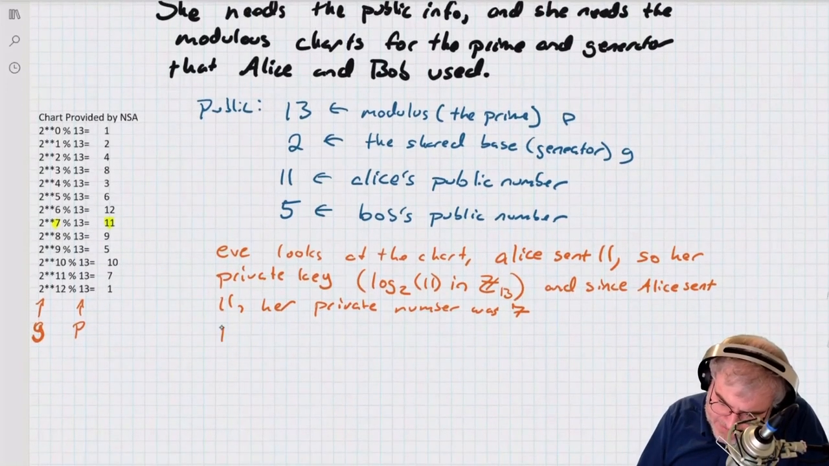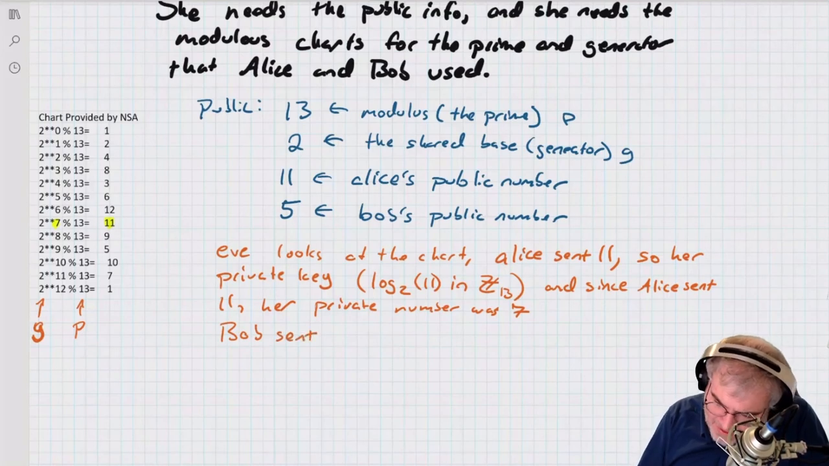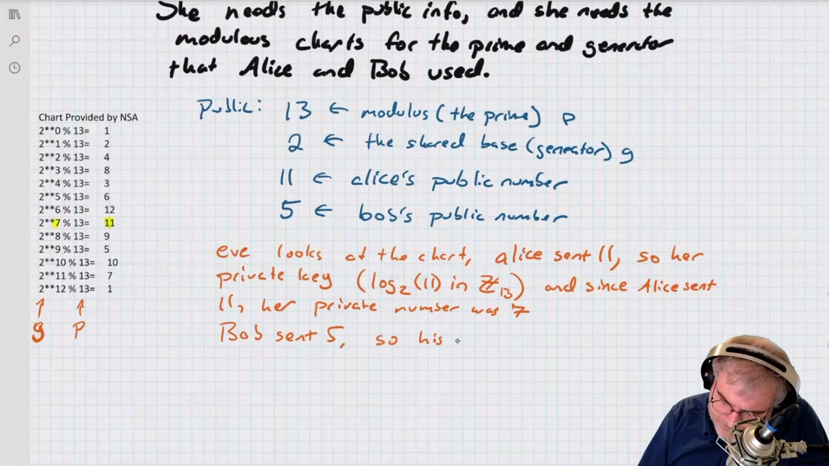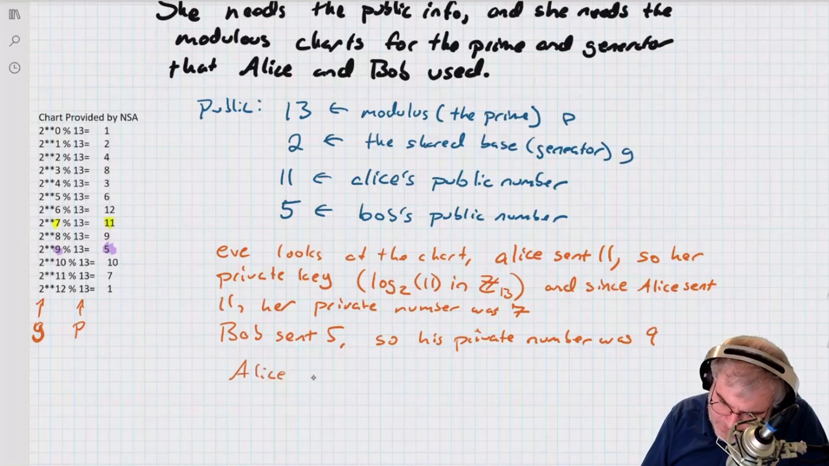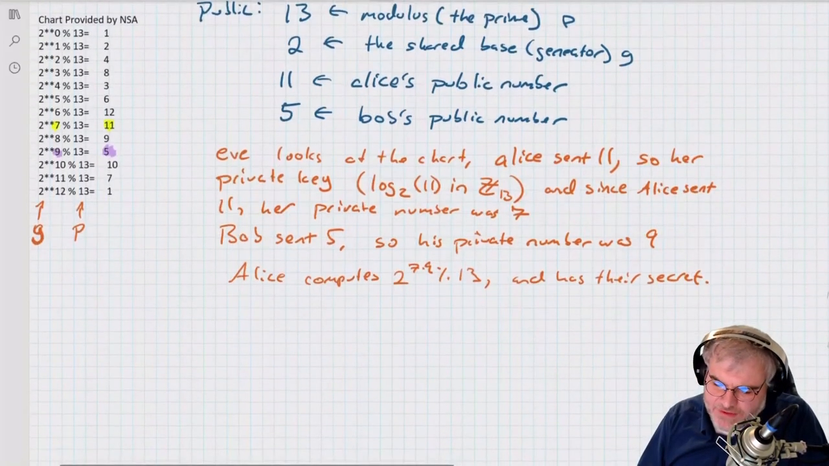Likewise, Bob sent 5, so his private number was... Oops, that's the wrong one. 9. Okay, so Eve computes 2 to the 7 times 9 mod 13 and has their secret. But this depends on Eve having the chart.